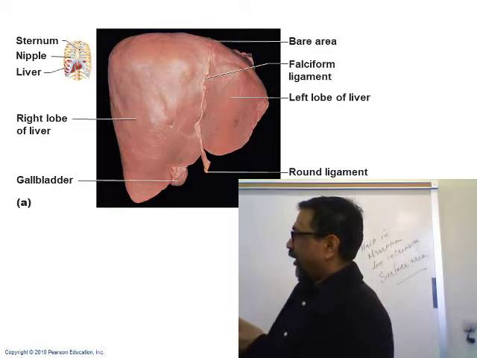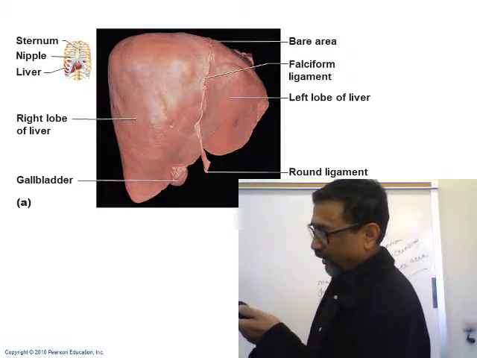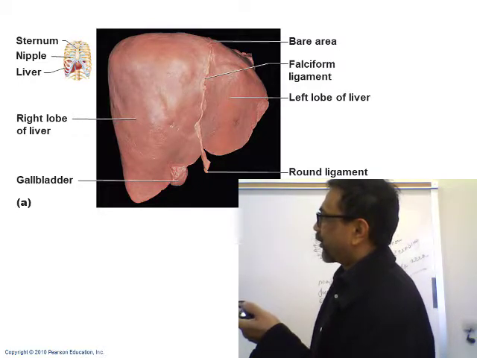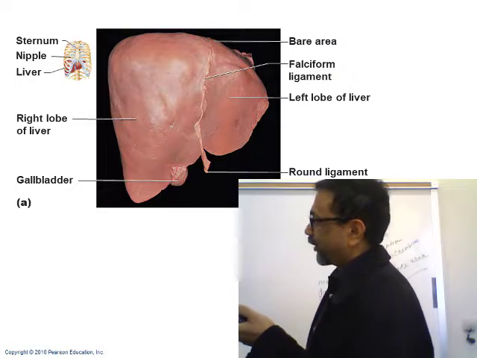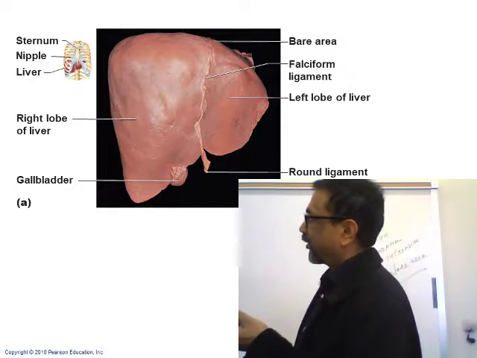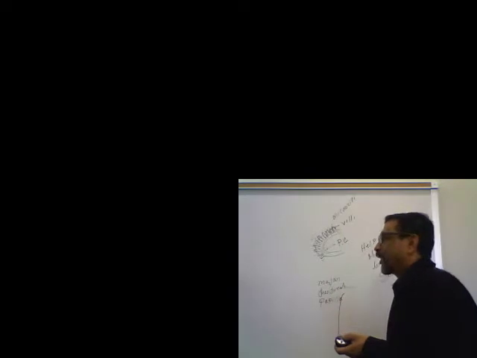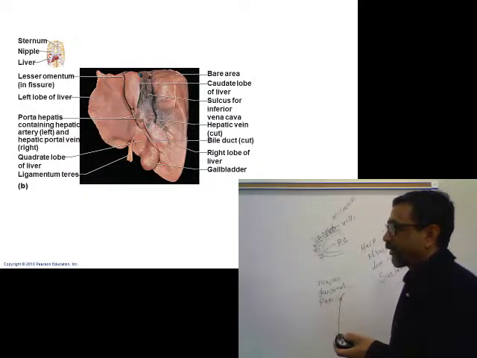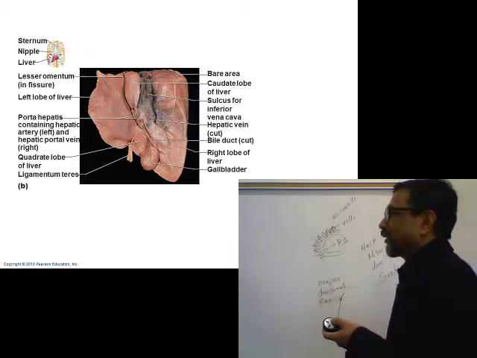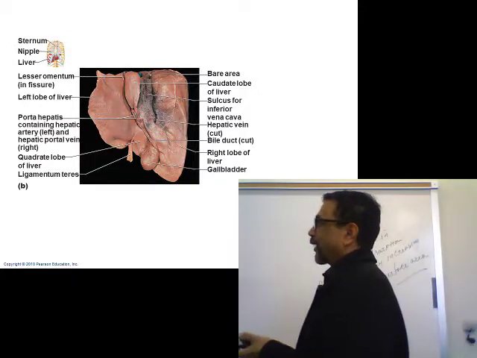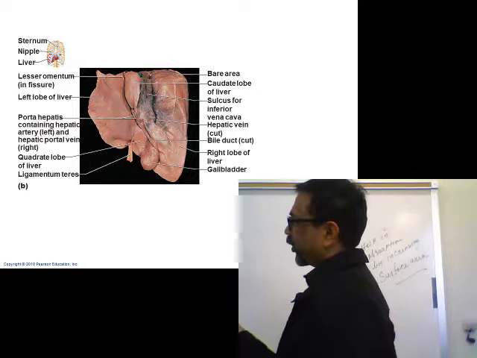Here you see the attached part of this ligament. That part is attached to the liver between the right and left lobe. Here you see those 4 lobes. This is the inferior view of the liver. You are looking at the bottom part. So you can see the right lobe, left lobe, quadrate and caudate lobe.